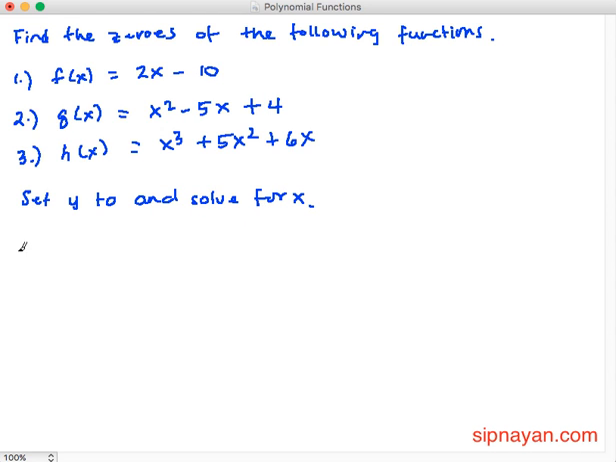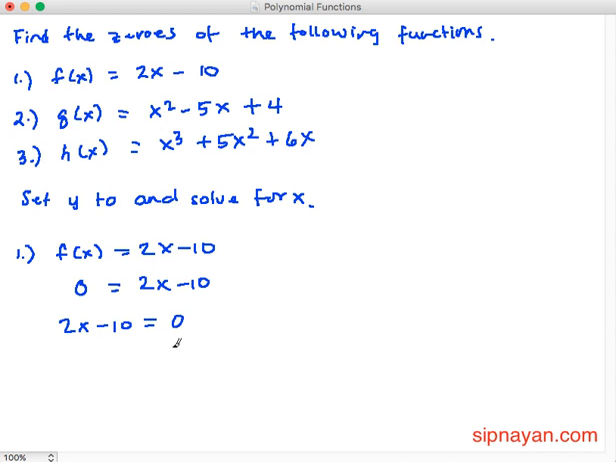Okay, so for example, number 1, we have f of x equals 2x minus 10. We set y to 0. This is our y, the value of f of x. So it becomes 0 equals 2x minus 10. Let's flip it, so it's more comfortable. This is correct, but it's easier to solve if we flip it. Actually, both are easy. I'm just comfortable with 0 at the right. So it's the same, I just flipped it.